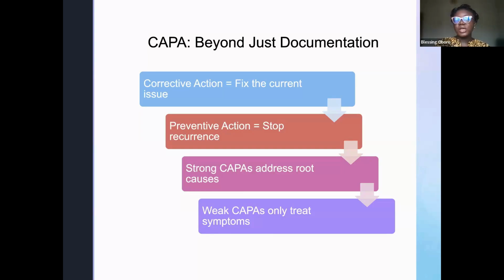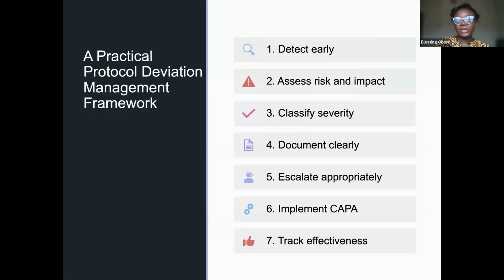I also put here that strong CAPAs address root causes. They go straight and address them. That's why you also need to perform root cause analysis, because how do you come up with a CAPA when you don't know what the root cause is? So strong CAPAs address root causes, and weak CAPAs only treat symptoms. It might just treat what came out of that, and in the long run, something else will repeat itself. Maybe not the exact same issue, but another issue in disguise. So yes, weak CAPAs only treat symptoms.